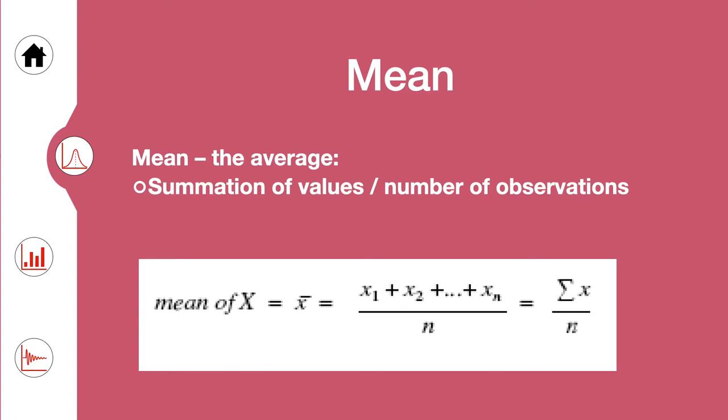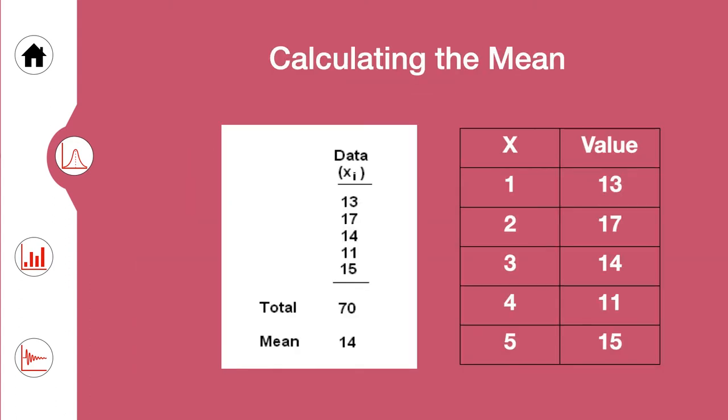Let's look at an example. In this example you have 5 participants and each of them is giving a certain value: 13, 17, 14, 11, and 15. If you add these up, the total would be 70. You take this total divided by the number of participants, that is 5, and the mean would come out as 14. Pretty straightforward.